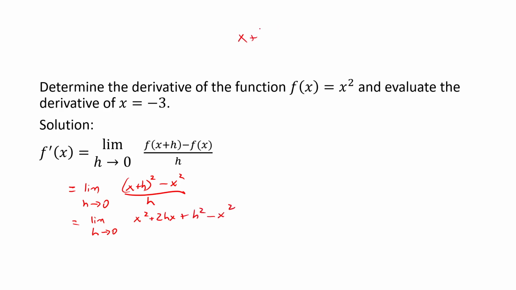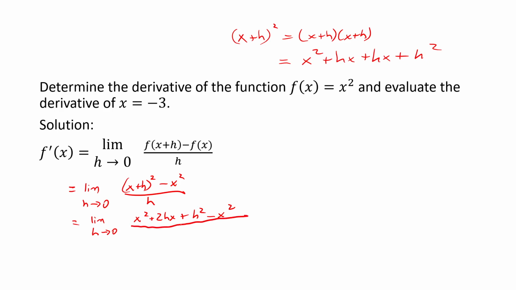Remember, when you expand out (x + h) squared, you're expanding two brackets into each other and you're getting a middle term. Sometimes people mistakenly say x squared plus h squared, but it's not. It's x squared plus 2hx plus h squared. Okay, and so that's what our numerator becomes. Our denominator is just h.